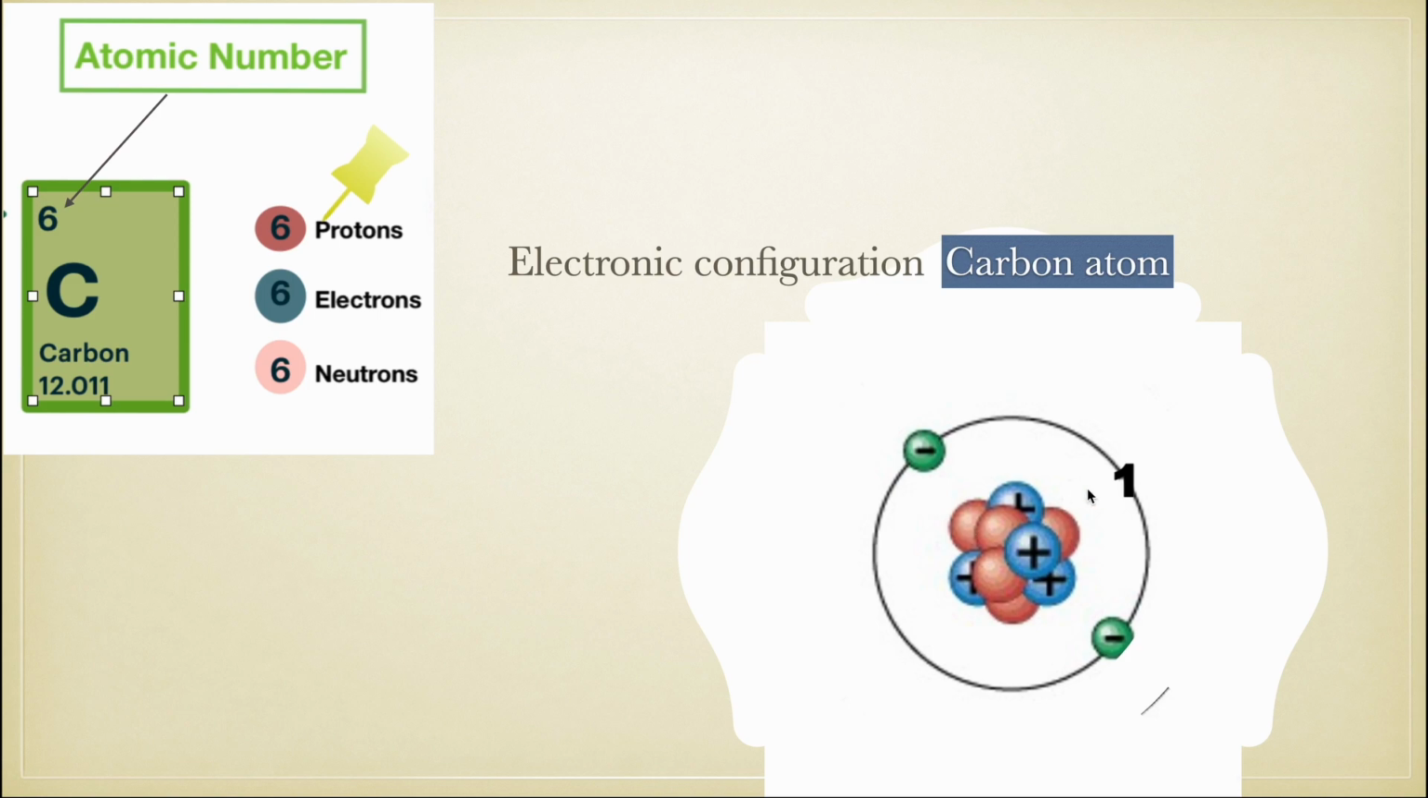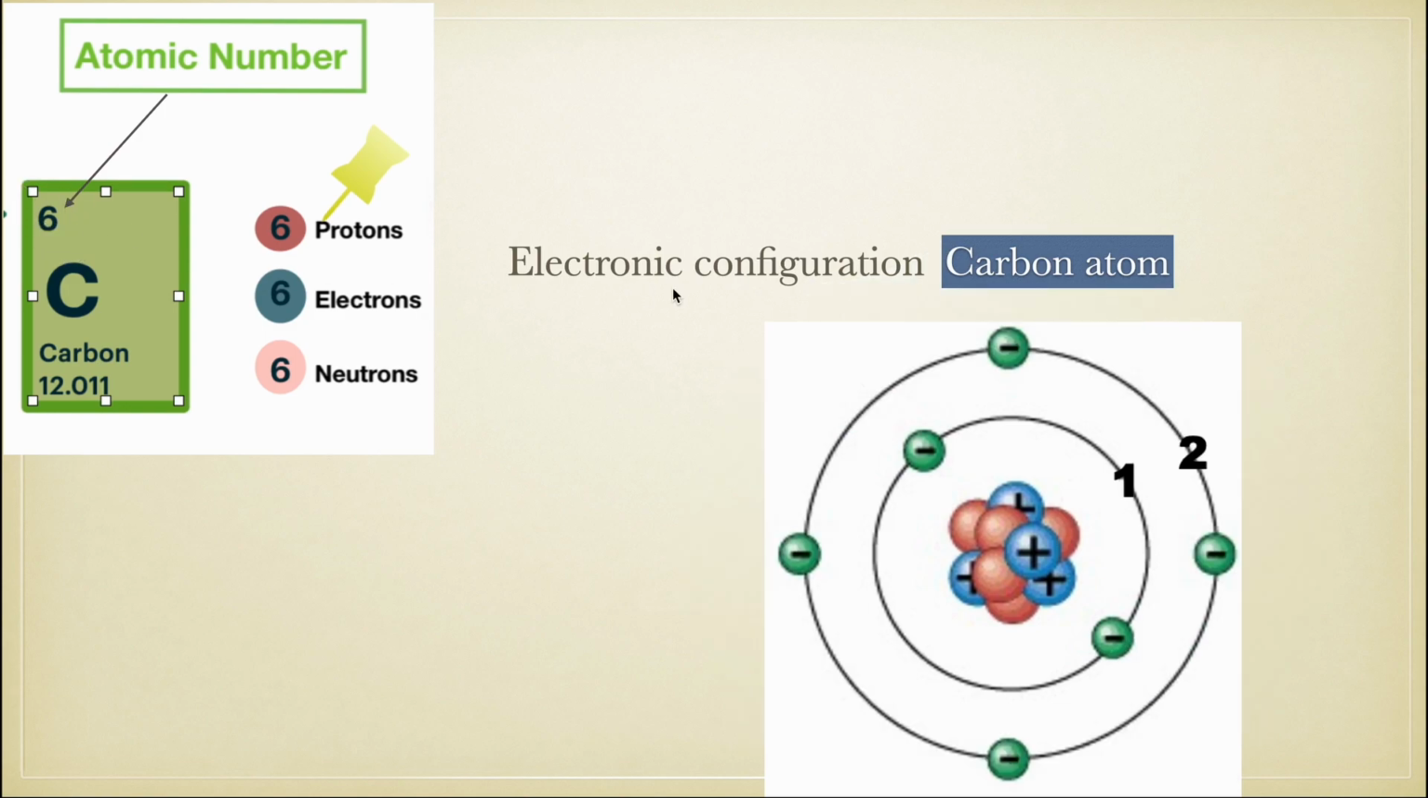So we will draw a nucleus and then draw the first orbit. Remember, the first orbit can hold 2 electrons. So we draw those 2 electrons, and how many are left? In 6, there are 4 left. So in the second orbit, we will draw 4 of the electrons. That in total makes 6 electrons. So this is a carbon atom.